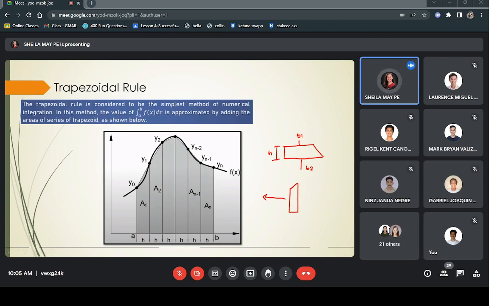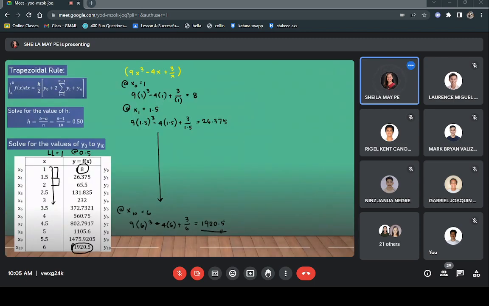Okay, going back here. This one here is our values of our y's. And then we need to solve the summation of our intermediate y's. Except y sub 0 and y sub n, class, because those are the outermost bases. You only need to solve the sum of the intermediate bases, the ones in the center. Okay, silence means yes. Next.